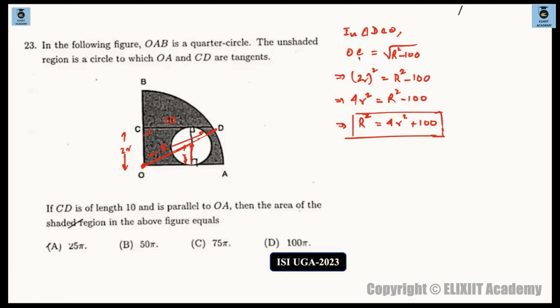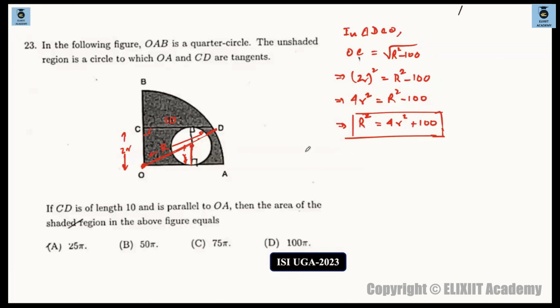Next, we focus on the area of the shaded region. Area of the shaded region is how much? It can be found using the area of the quarter circle minus the total area of this circle. So the area of the shaded region is the area of the quarter circle minus the area of the full circle, this white circle basically.